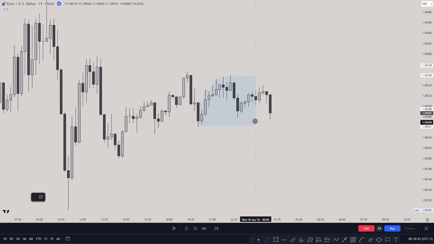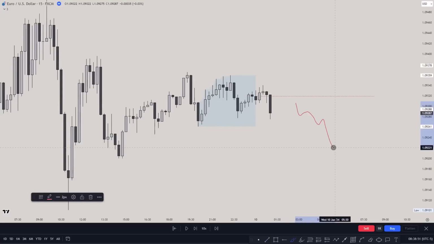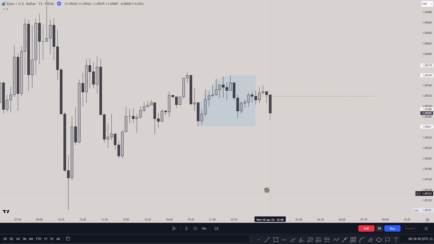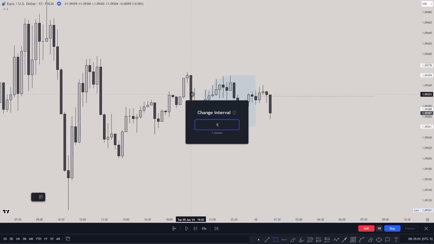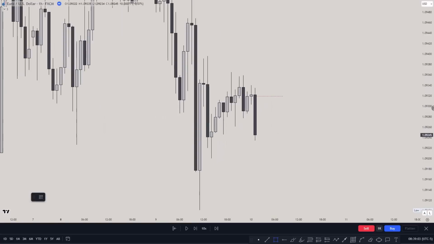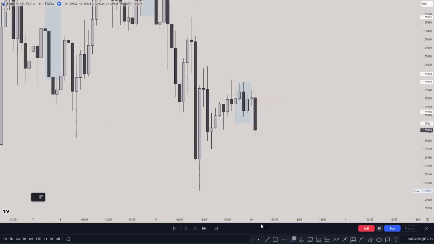Midnight open is right here. This is where midnight open is. There you go. So if we go below, then we're going to go long. If we go above, we're going to be going short. But we need to be either above or below the midnight open on the 15 minutes. Or, let's go to the 1 hour first. Do we see anything here? Any point of interest? Actually, there's nothing.